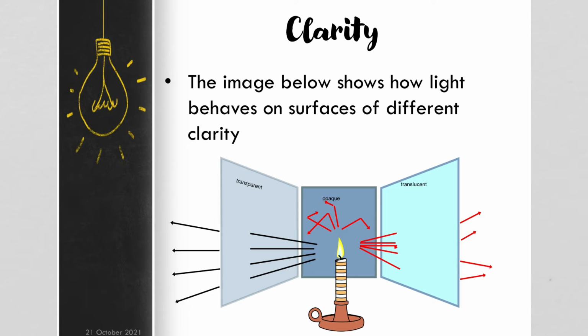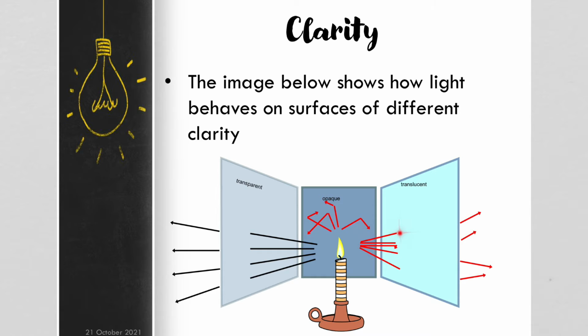So we'll just review clarity. We would have learned that last year in grade 9. It shows the difference between transparent, opaque, and translucent. Clarity is how see-through something is. With transparent, the light from this candle is passing through the material, so there's not much bending of light. The light passes through. Opaque, the light travels and hits the opaque surface and then just bounces back. It's not passing through at all.